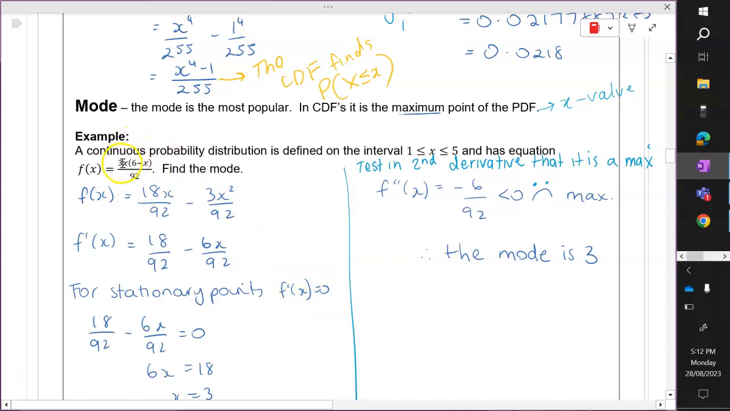So you can use the product rule. I would not use the product rule. I would expand out and then pop each term over 92. So I end up with 18x on 92 minus 3x squared on 92. You're not needing to use the product rule. That just makes it a little bit easier for you. So f dash of x is 18 on 92 minus 6x on 92.